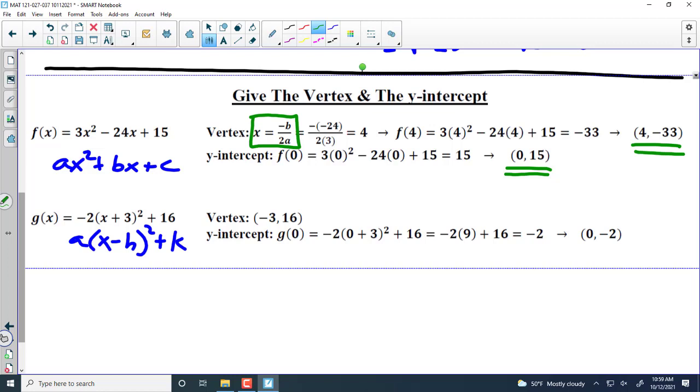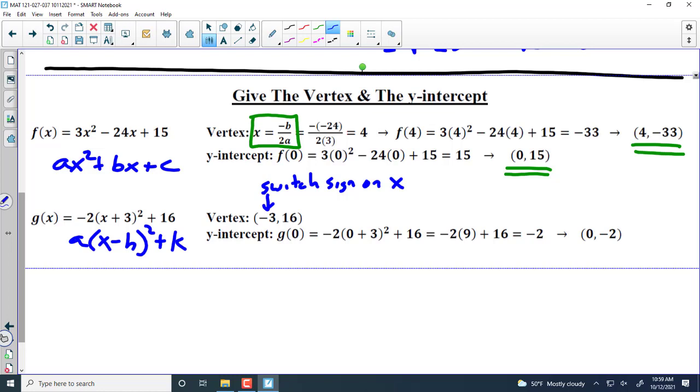Remember, if it's given in this a times x minus h squared plus k form, the good news is it's fast to find the vertex. Because the vertex is just right there in front of you. But what you need to remember to do is switch the sign on x. And then you got it. So it becomes negative 3, 16.